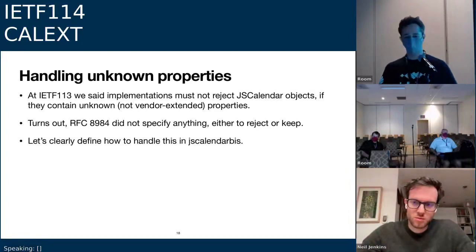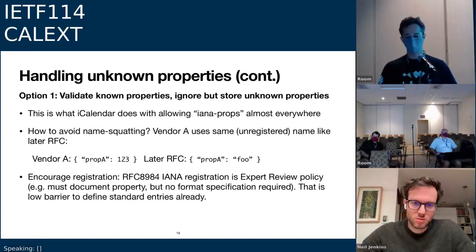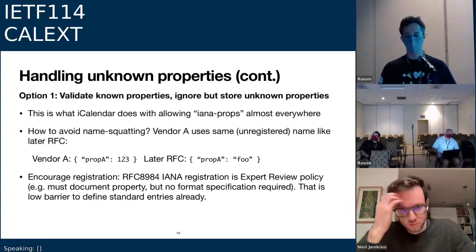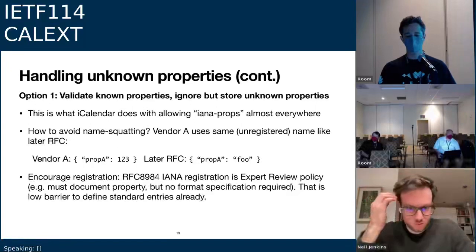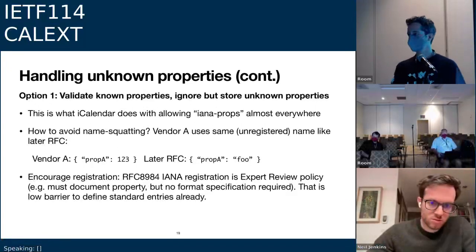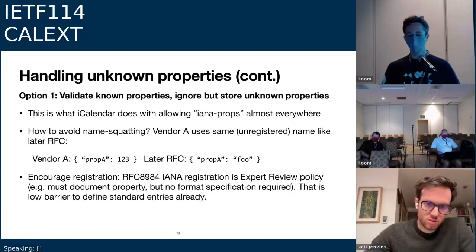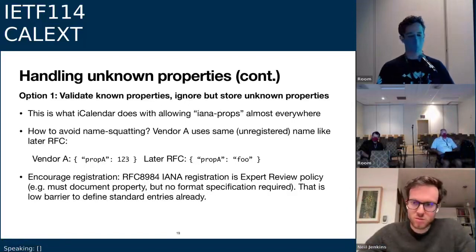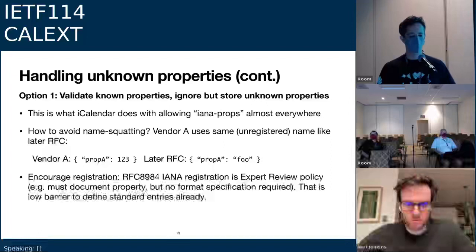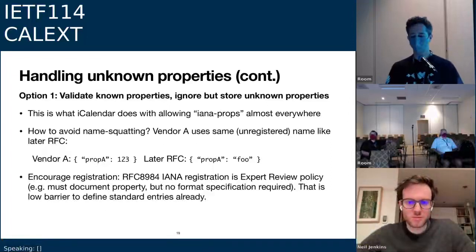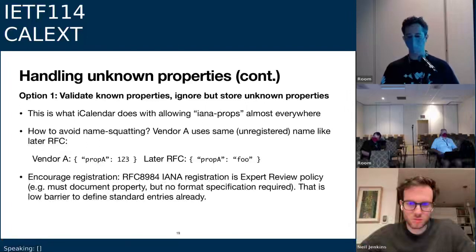On the next slide is the first option. The first option would be to validate known properties, but to demand that all others should be ignored but stored. But this, in my opinion, can lead to name squatting. For example, if you have a vendor A using prop A, later on an RFC defines prop A, but with a different value type or semantics, there's going to be data with that property already out there, and we do not want it because it would clash.